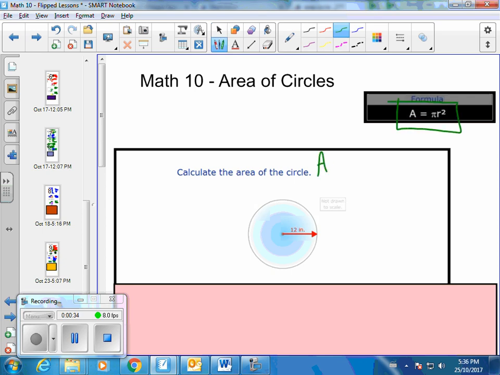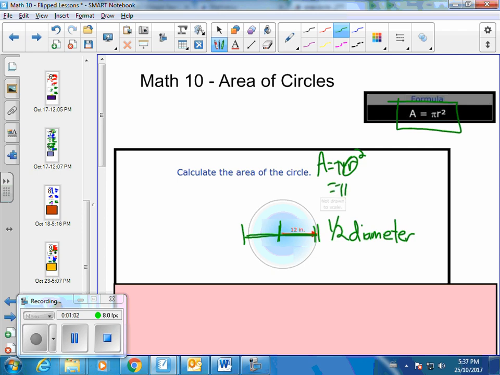That is my formula. What I need, though, is a radius. The radius, as we've already talked about previously, is exactly half of the diameter. In this question, they make it nice and easy. They give us the radius, so I can just plug it in.